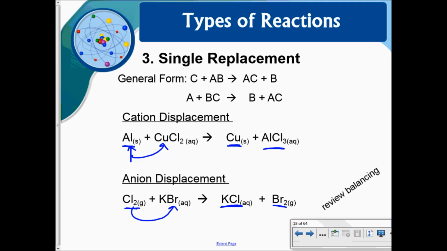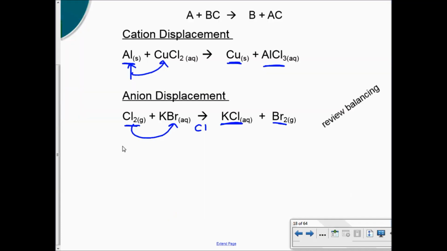And so I have here, let's review balancing real quick. You have chlorine, potassium, and bromine. You have 2 chlorines on the left, 1 chlorine on the right, 1 potassium on the left, 1 on the right, 1 bromine on the left, and 2 on the right. And so what we can do to balance this is we put a 2 here. We'll get 2, 2, and then if we put a 2 in front of potassium chloride, we'll get 2 and 2. Ends up being balanced.